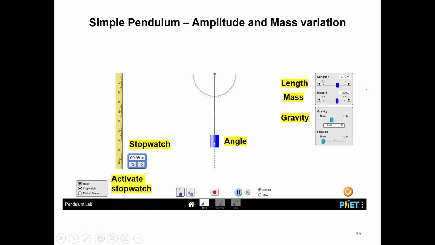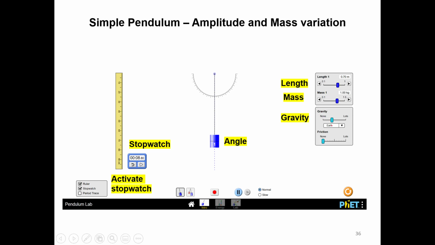In this part you can change the length of the pendulum. For this experiment, for both parts, the length of the pendulum will always be 1 meter, so move this one to the right to 1 meter. Mass will be changed in the first part, and in the second part it will be constant. How will we change the mass? Just press here and move this button from left to right, and you can change the mass. The gravity we will just keep constant.